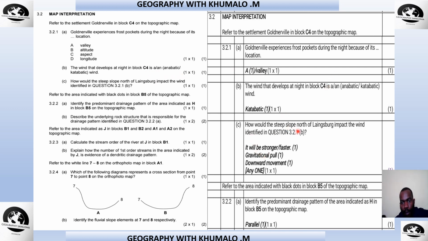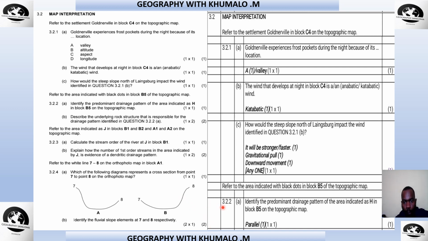How will the steep slope north of Liensberg impact the wind? It will be stronger or faster. There will be gravitational pull, or we can say there will be downward movement of wind. So the wind will be forced to move down, and it can also be faster then.